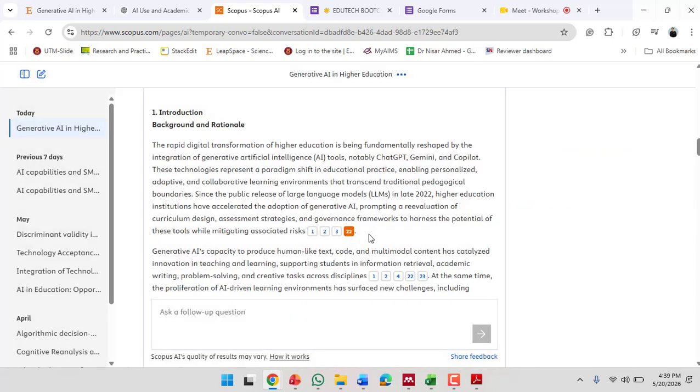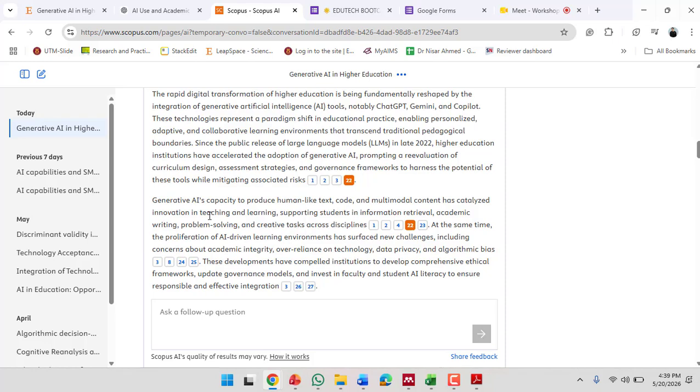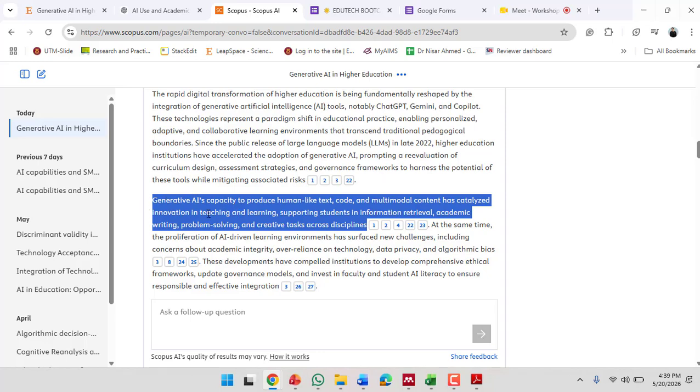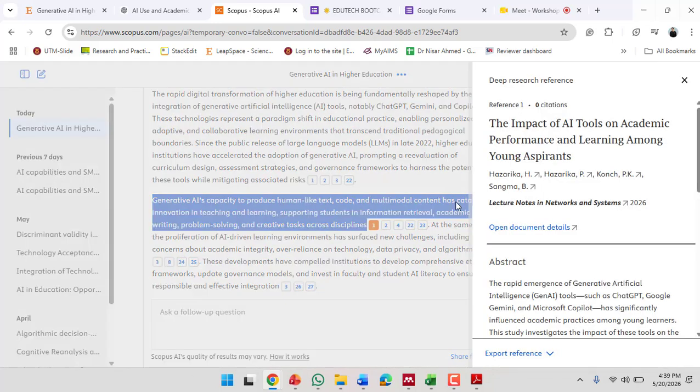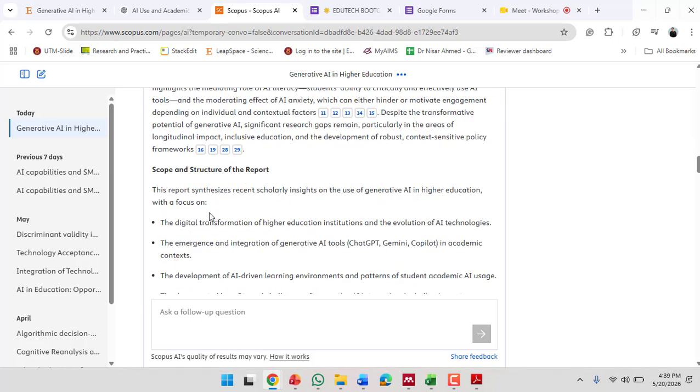Same AI here. This is a very good tool for researchers. Now this is the complete same prompt I gave to find this. This is again the emergence of ChatGPT, Gemini. This is the explanation given in all these references. Now this has completely written the generative AI introduction.